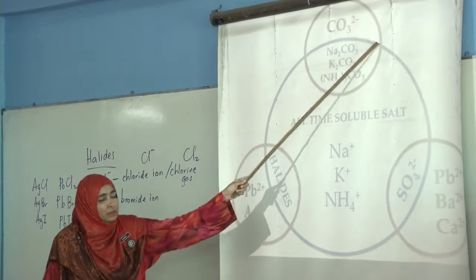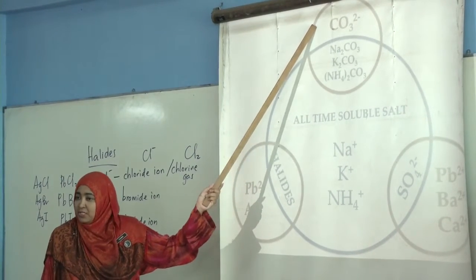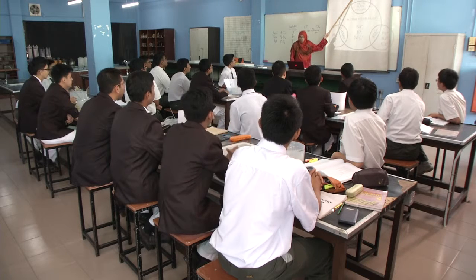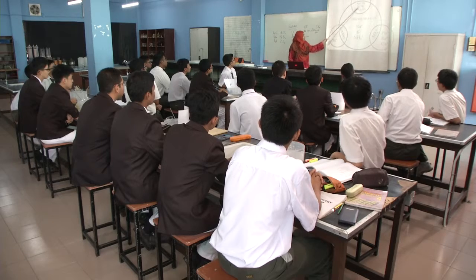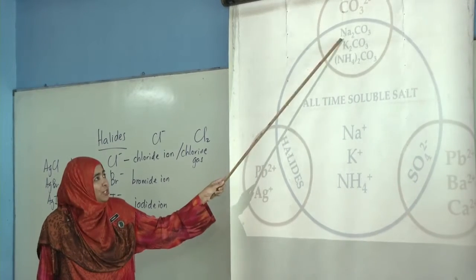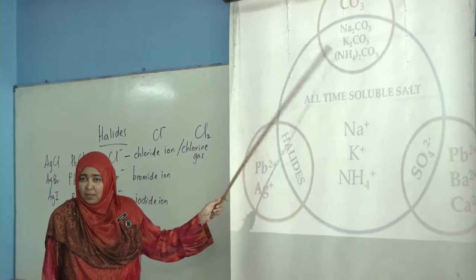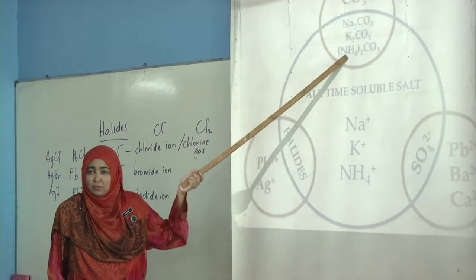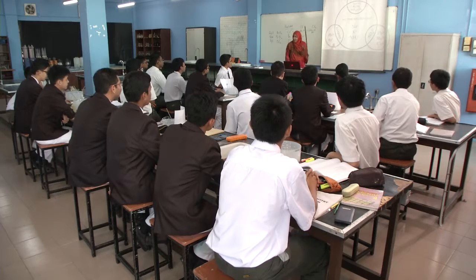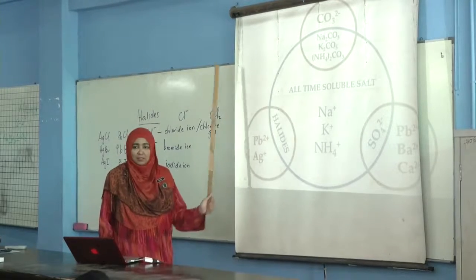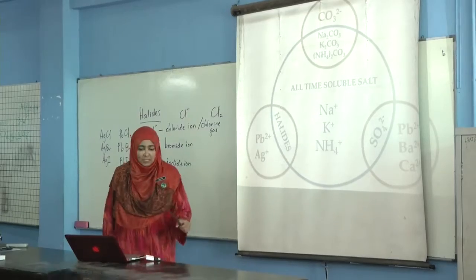So for carbonate, it falls in the red region. What does it mean? Insoluble. But not all carbonates are insoluble. We have 3 carbonates that are soluble: sodium, potassium, ammonium. Ben, why are these 3? All-time soluble salt. Okay, clear? Alright, now I want you to copy down this diagram before we do the next activity.